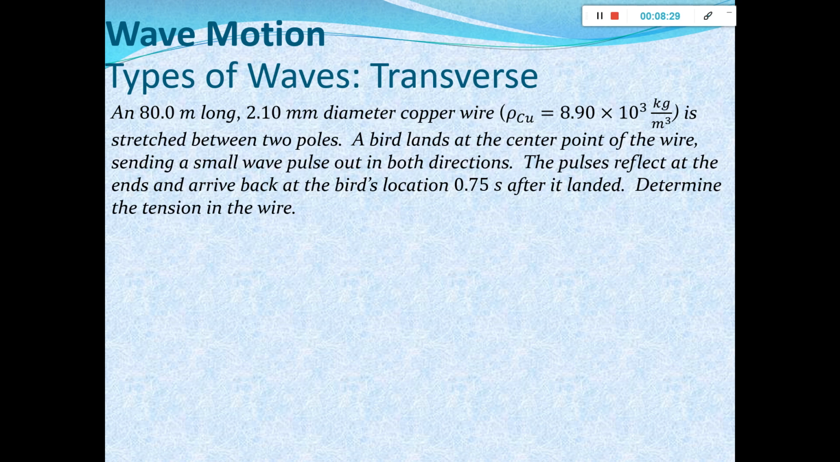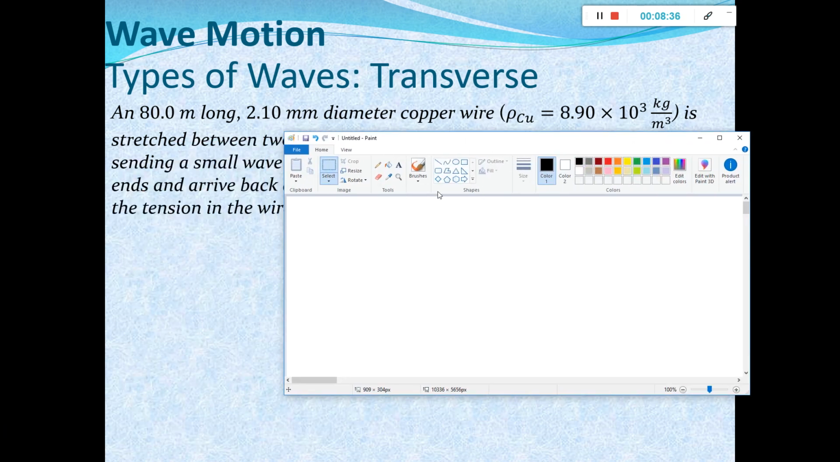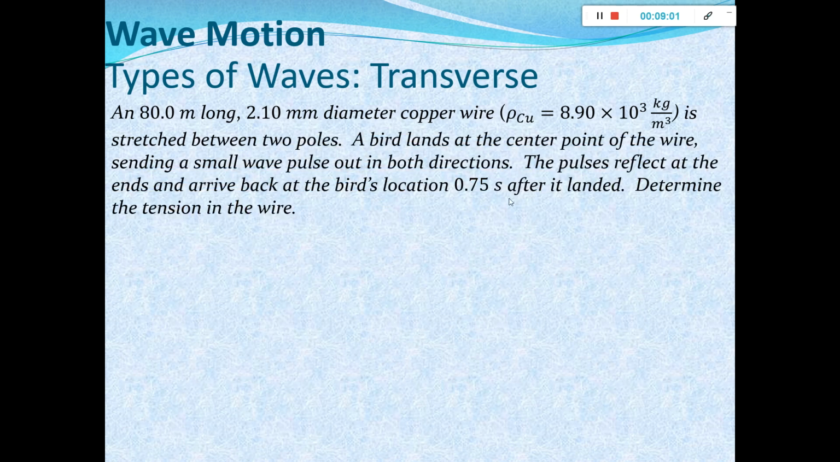Okay, so what we're going to do is, well, they talk about a bird landing in the middle. Now, sometimes it's easier to try to draw this out to visualize it, but we have a bird in the middle of this wire, lands right in the middle, and a pulse goes from the bird to the end and then back. So it's landing about 40 meters from each side. So the pulse is going to go 40 meters and then 40 meters within that 0.75 seconds. This is going to play a part in a second.